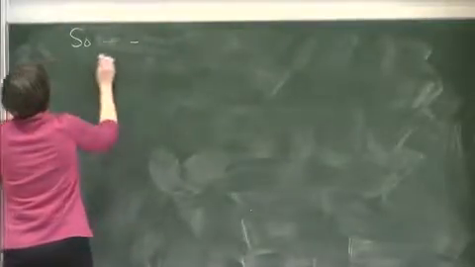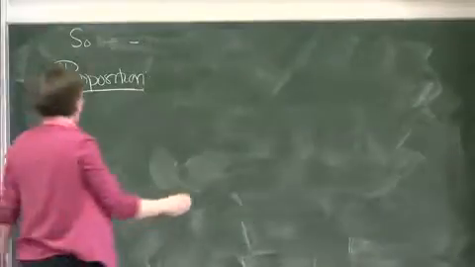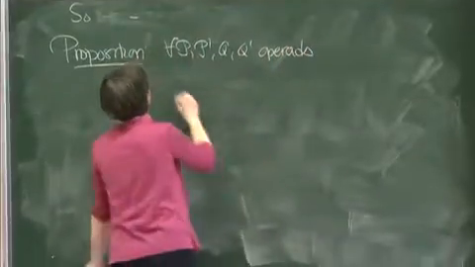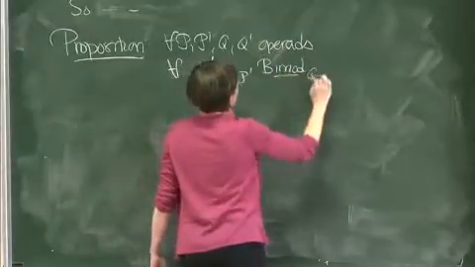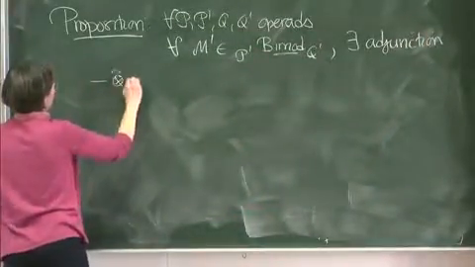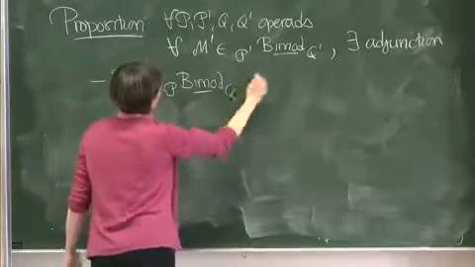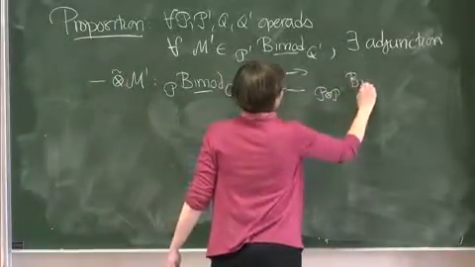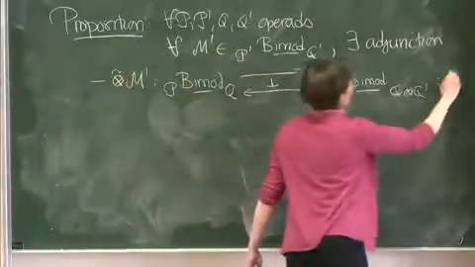Proposition. So for any operads P, P prime, Q, Q prime, and if I take any M prime, which is a PQ bimodule, we have an adjoint pair given by tensoring with M prime that goes from PQ bimodules into P tensor P prime, Q tensor Q prime bimodules. Like this. And the right adjoint, let's call it R there.